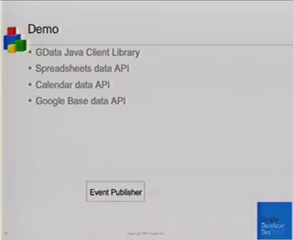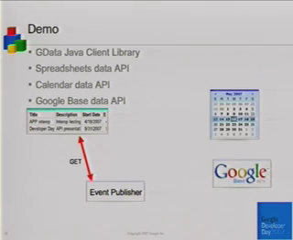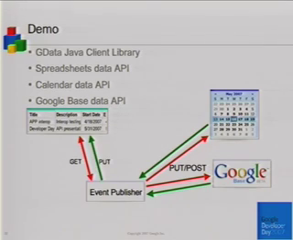So here we have an event publisher application. What it does is it takes a list of events which are stored in a Google spreadsheet, and then it publishes those events to Google Calendar and Google Base. So it adds those events to Google Calendar and Google Base, and then both of them return an identifier for the entries they have created, and then the ID is automatically updated in the spreadsheet, saying, hey, this is the ID in Google Base for this particular event.